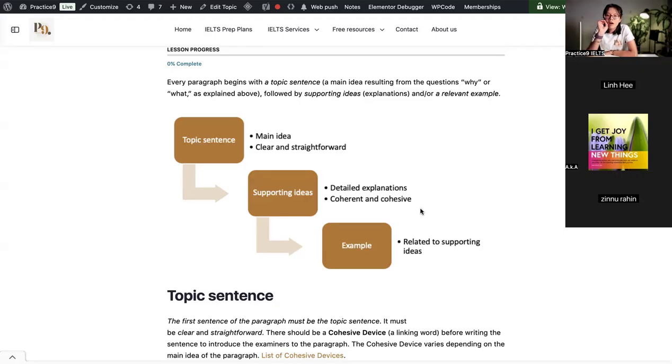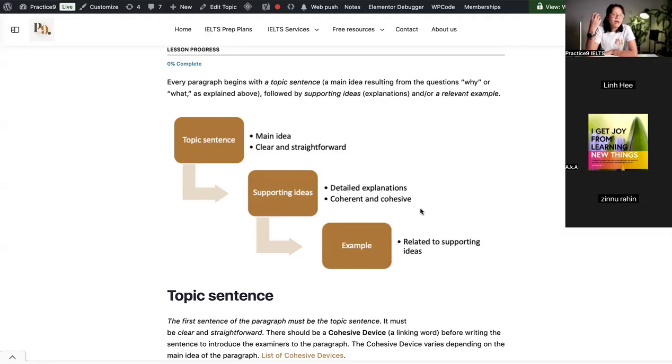Now, again, there are different ways for you to approach a body paragraph, to explain the body paragraph, but it doesn't matter which approach you are using. The first thing you write is the topic sentence. Okay. Now, before we move on, I want to ask you a question.